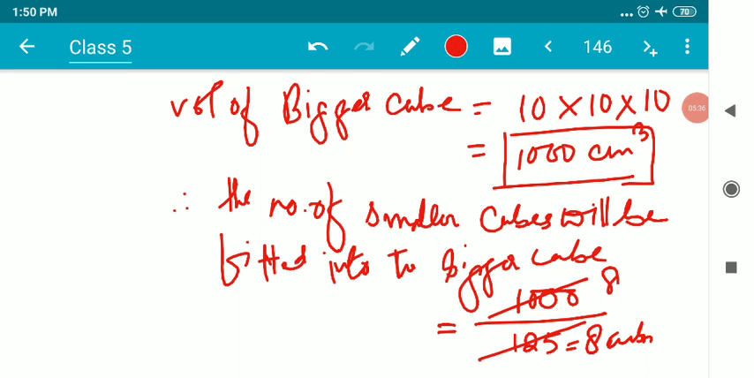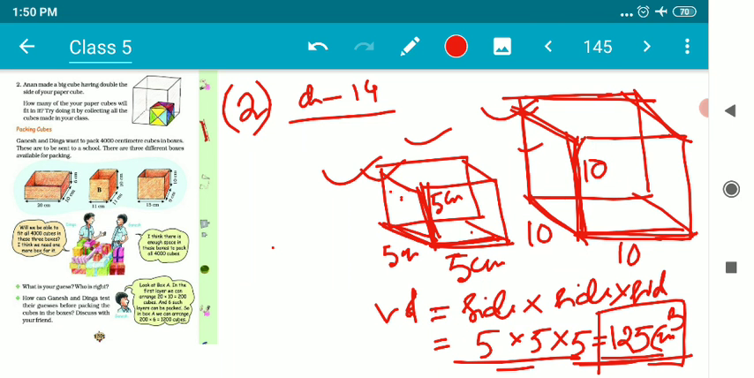Children, I believe it was very simple to calculate. So using this concept, we can find the number of cubes that will fit, in a comparison between two different sized cubes. It can be not only about cubes, it can be with cuboids as well. It's really very simple to calculate. Just by dividing, we can get the answer.